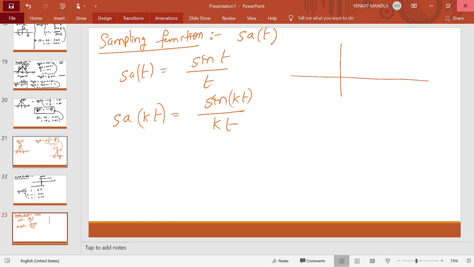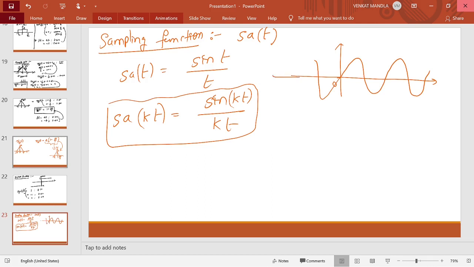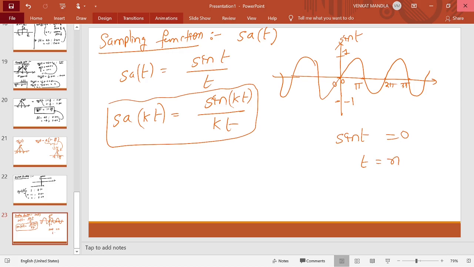So you know sin t. Sin t can be represented like this: t equal to 0, t equal to pi, t equal to 2 pi, 3 pi, and so on. The maximum value is 1 and the minimum value is minus 1, because sin t equals 0 at t equal to n pi, where n equals 0, 1, 2, 3, and so on. At 0, pi, 2 pi, 3 pi, 4 pi, in all these cases sin t equals 0. So these are the zero crossovers of sin t. Similarly for minus pi, minus 2 pi, minus 3 pi, in all these cases you have zeros of sin t.